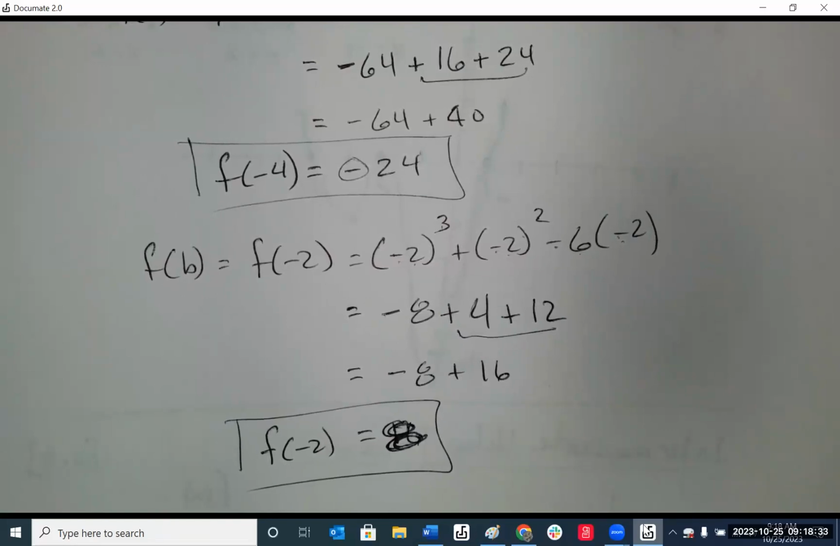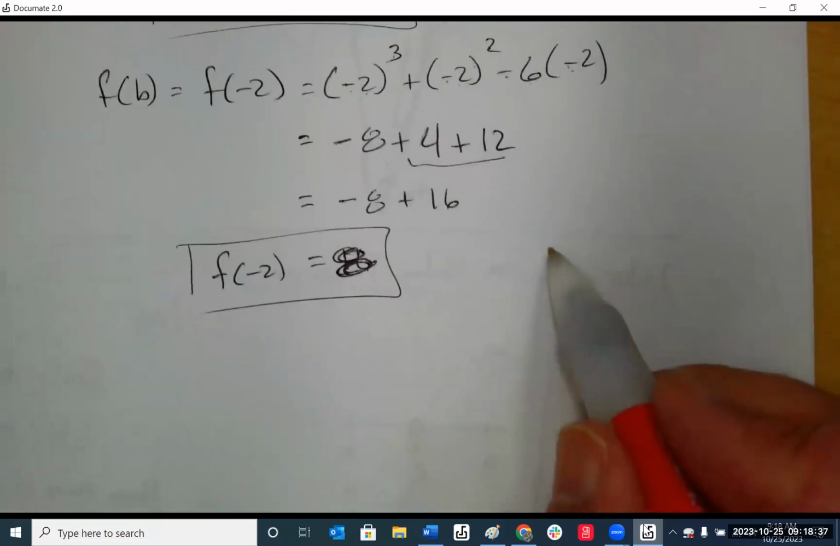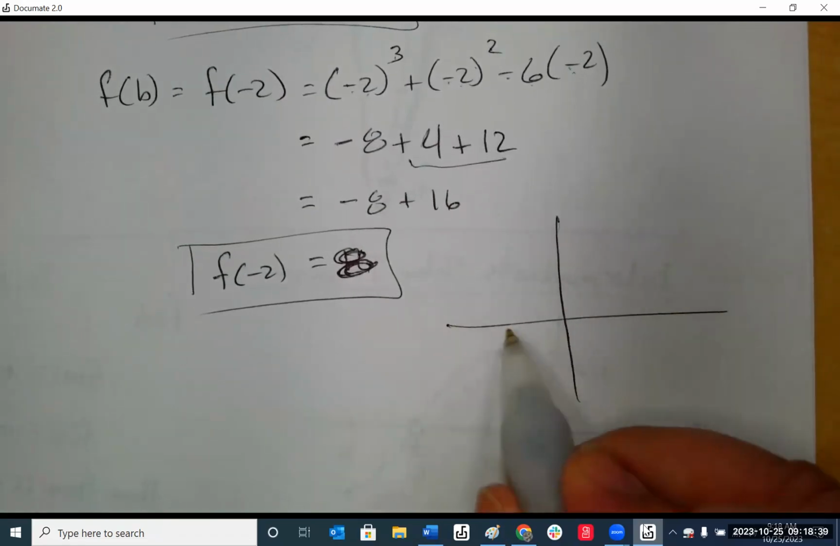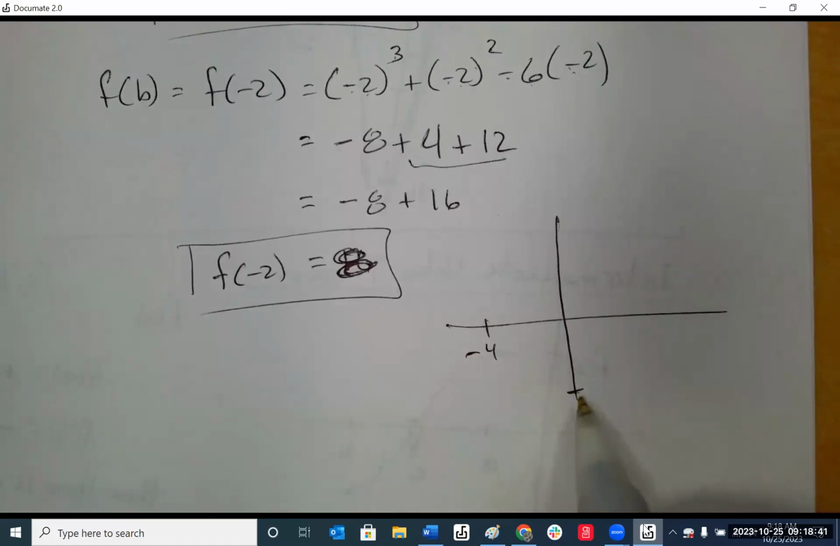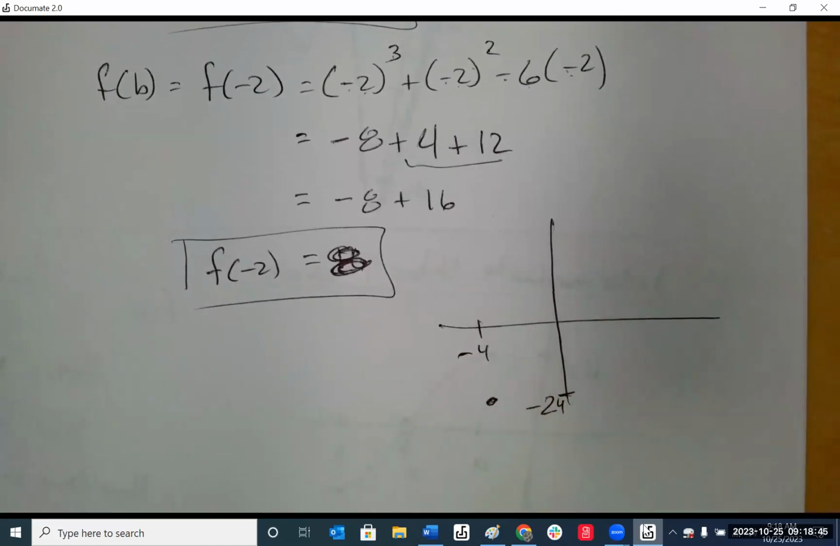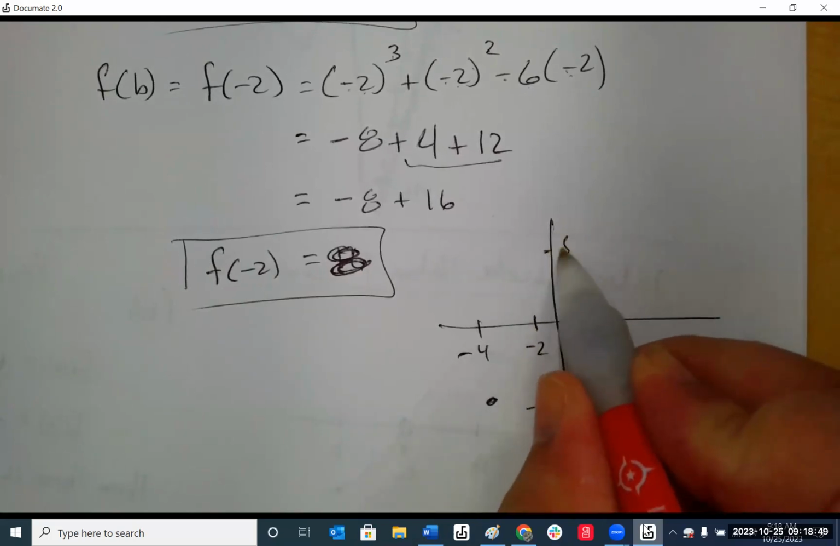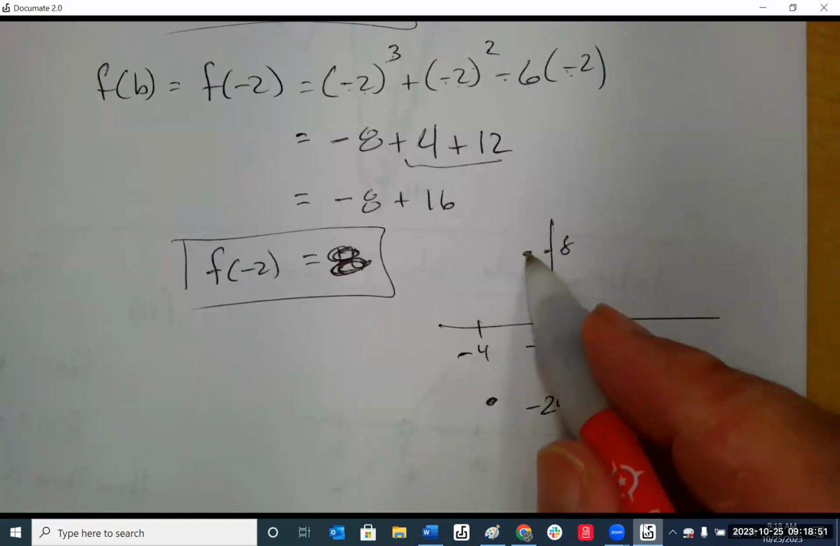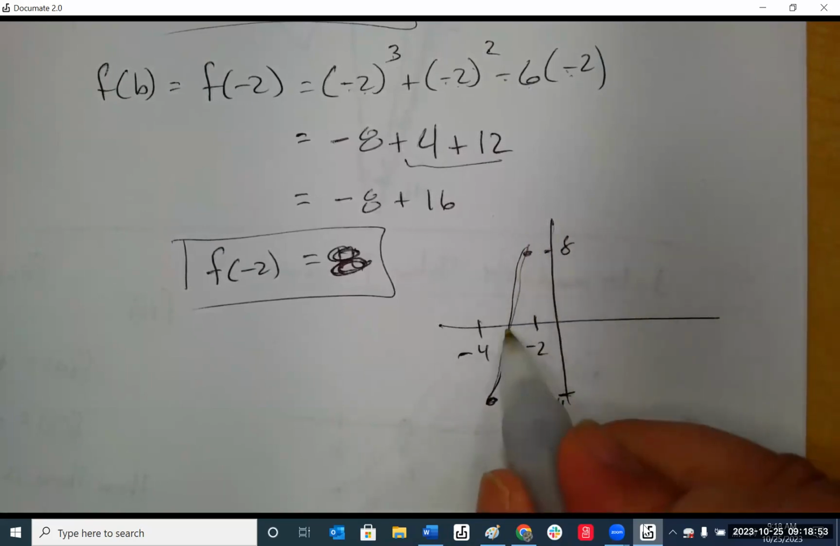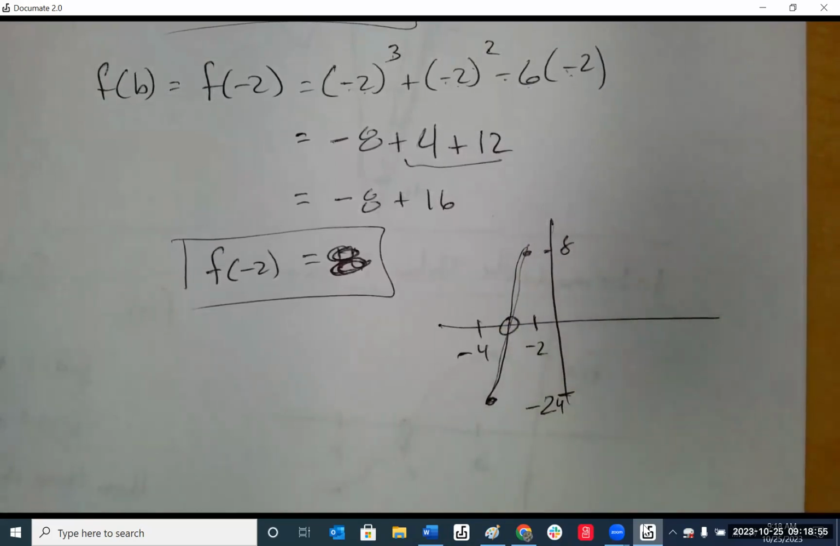So will we have an x-intercept? Yeah. Because if we graph these two points, at negative 4 we got negative 24. We have a point there. At negative 2, we have positive 8. So the only way these two points can be connected is if it crosses the x-axis somewhere. That's the intermediate value theorem.